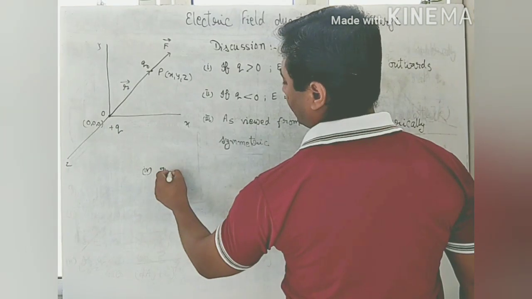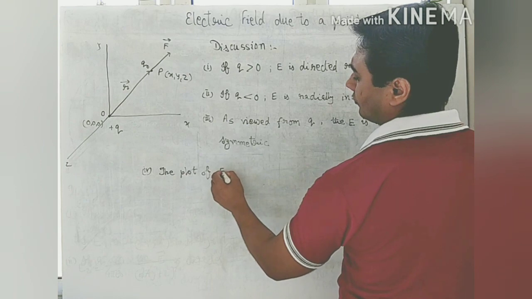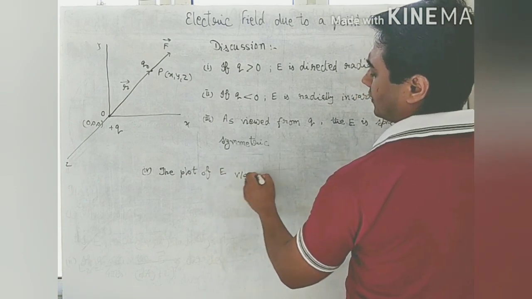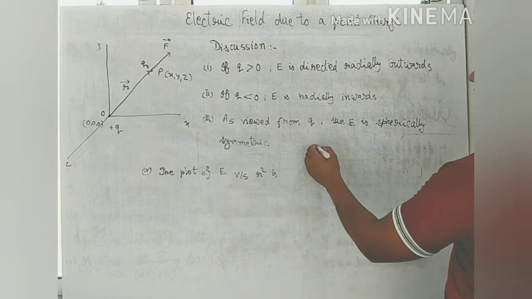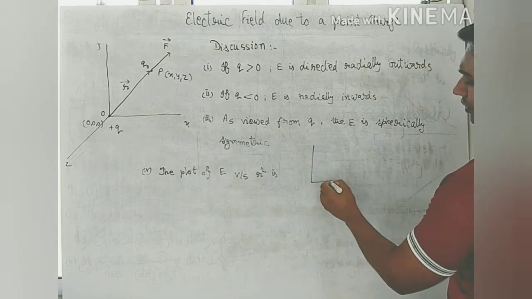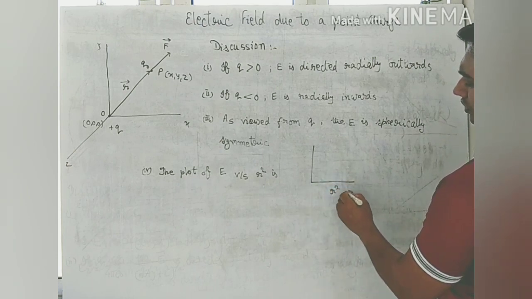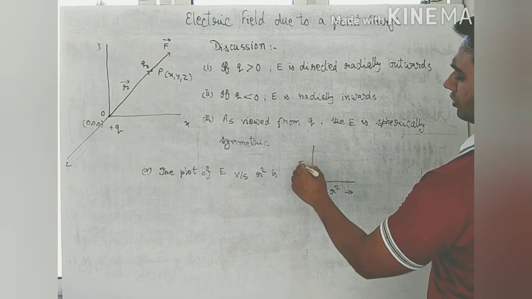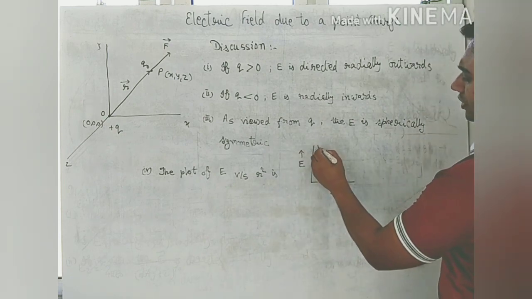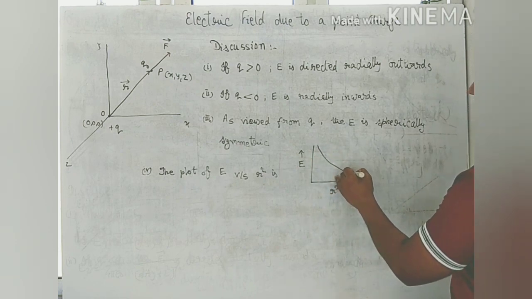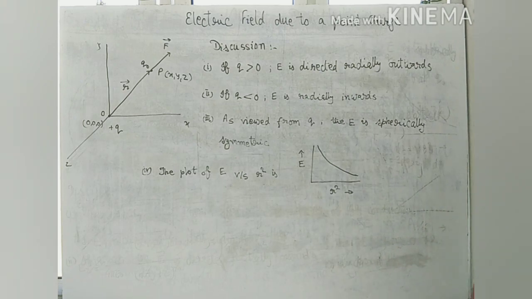the plot of E versus R square. Now if the electric field is drawn with respect to R square, the square of R, then we have a graph like this, as E is inversely proportional to the square of R.